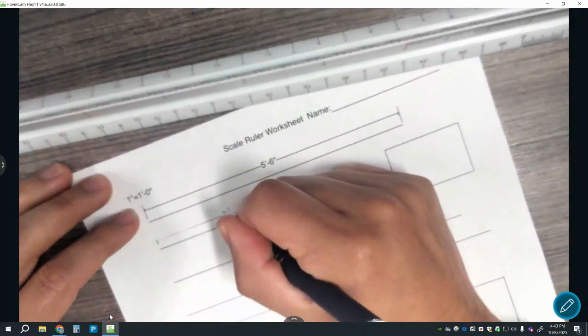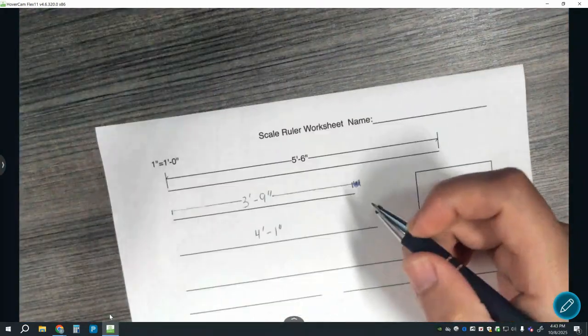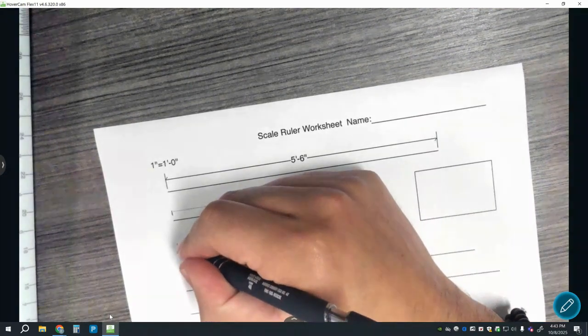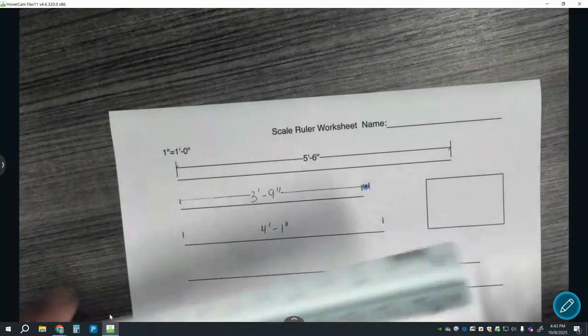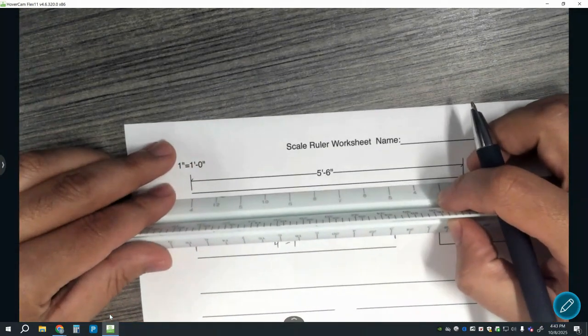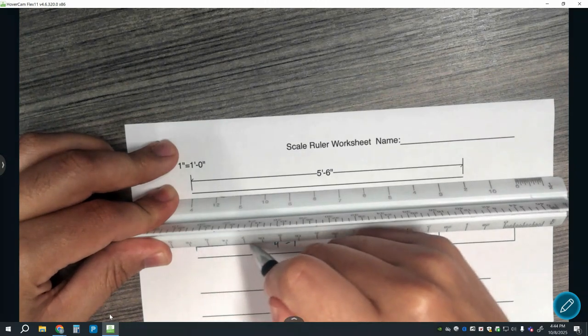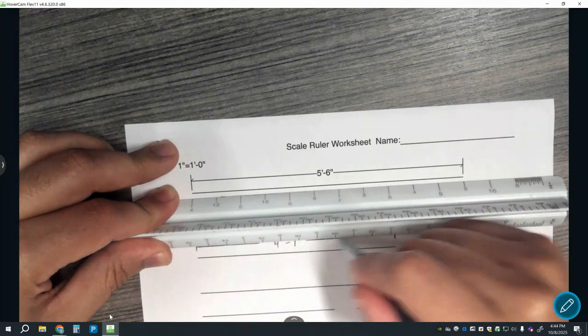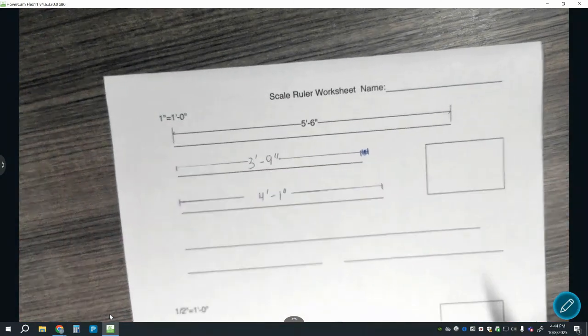Once again, we will write that 4 feet, 1 inch. And then once again, we'll indicate the starting and the ending marks here. Let's see if I can do it better here now. There we go, now that I'm facing it. It should look like this: 4 feet, 1 inch.